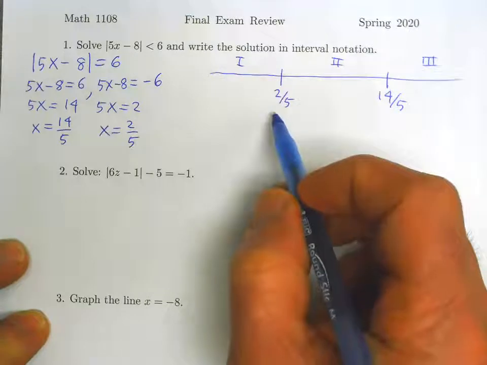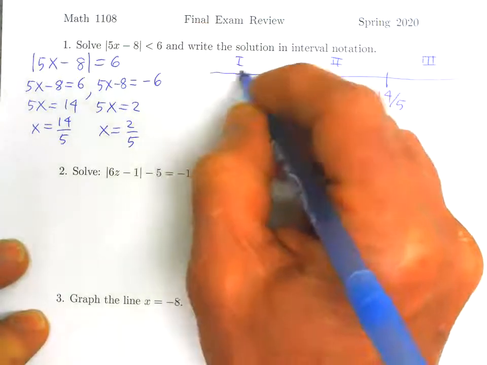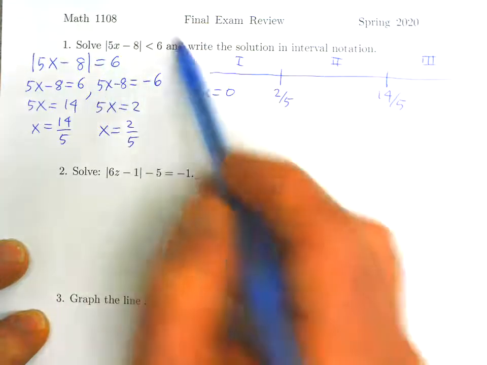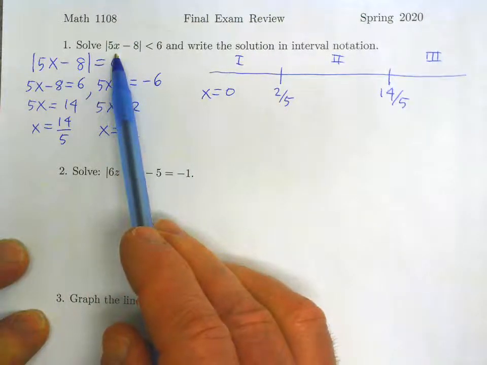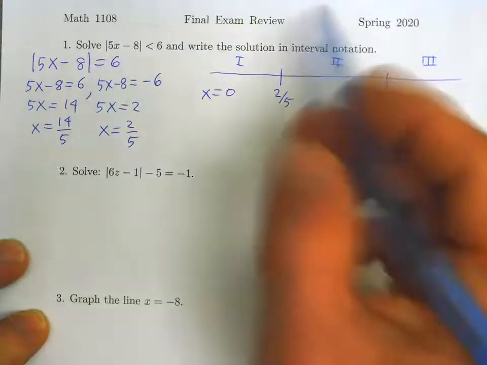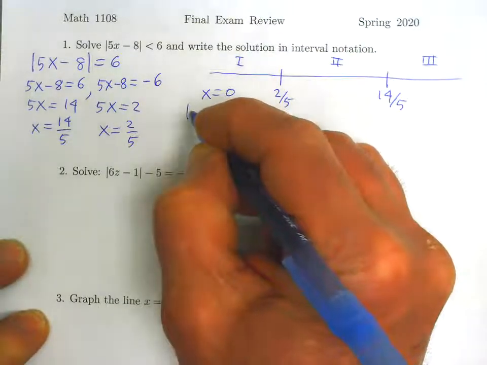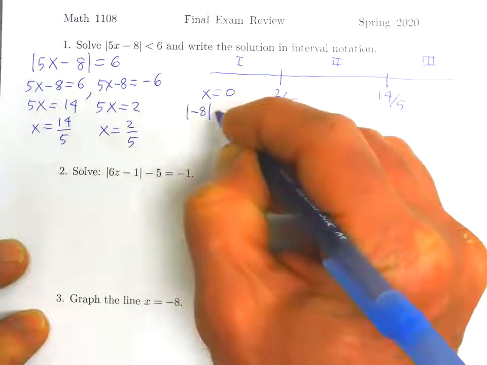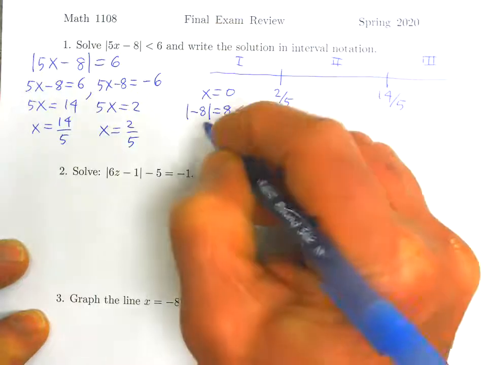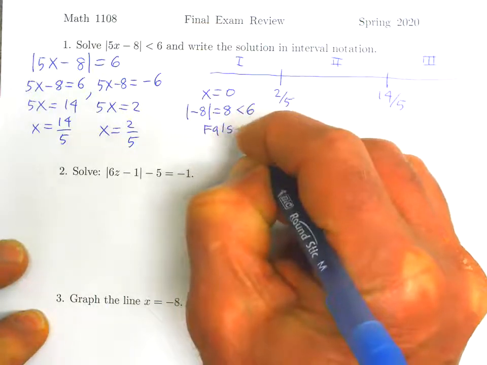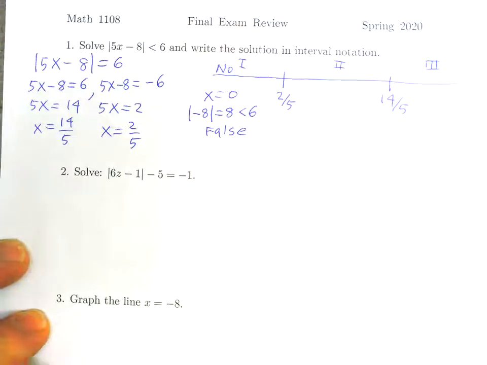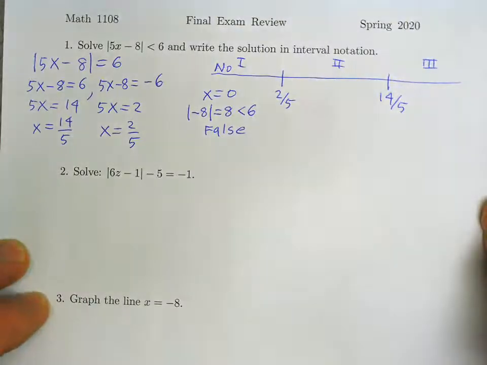In the first interval, we can pick x to be 0. And then in the inequality, replace x with 0. So 5 times 0 is 0. 0 minus 8 is negative 8. But the absolute value of negative 8, which is equal to 8, less than 6, is false. So none of the numbers from negative infinity to 2/5 are solutions.